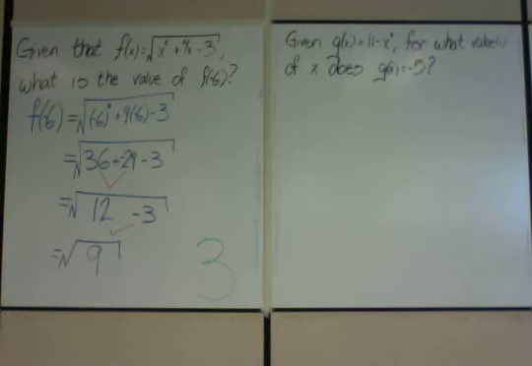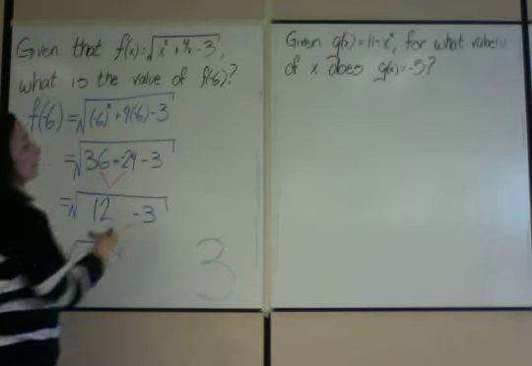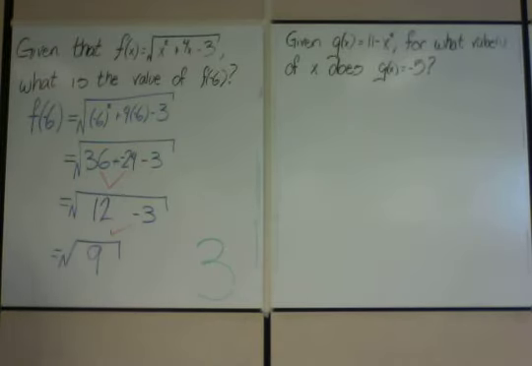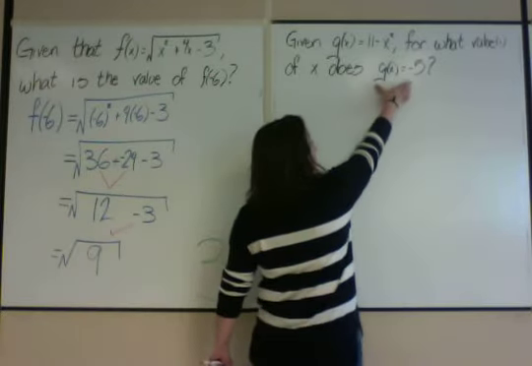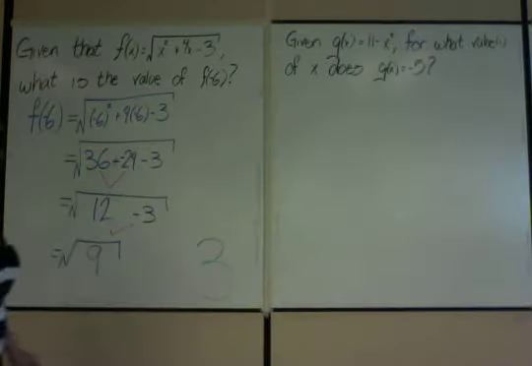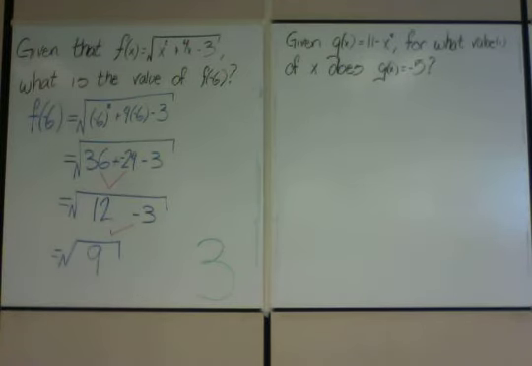Now on to number 2. Given that g of x equals 11 minus x squared, for what value or values of x does g of x equal negative 5? One thing I want us all to note right now, this had f of negative 6. We plugged that negative 6 in. This has g of x equaling negative 5. We are not plugging negative 5 in for x. This is a different problem.